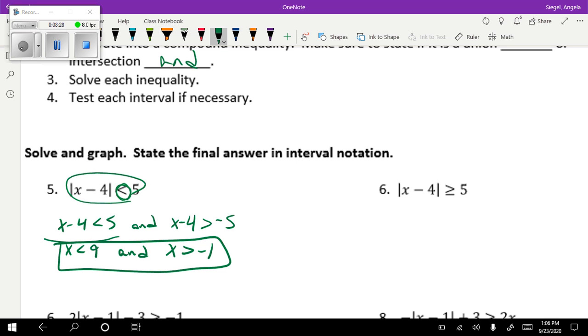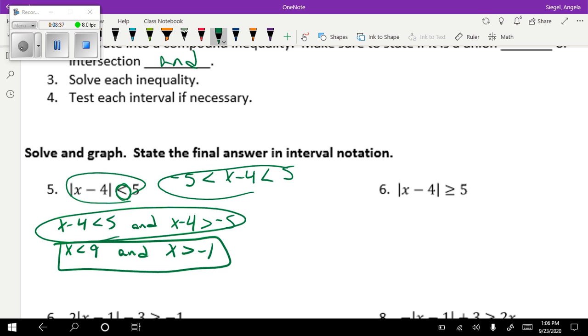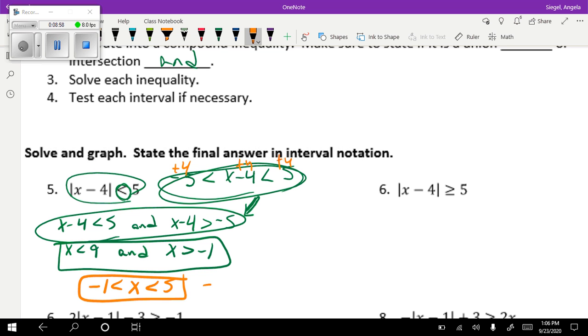Another way to look at this is to say negative 5 is less than x minus 4 is less than 5. I see most people do this. It's either one; this is where that's coming from. So when we add 4 to everything, everything is already set up nicely. So I have negative 1 is less than x is less than 5. And so I'm going to graph it. Open dot, line connecting the two, and interval notation would look like that.